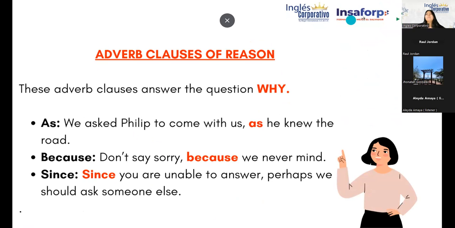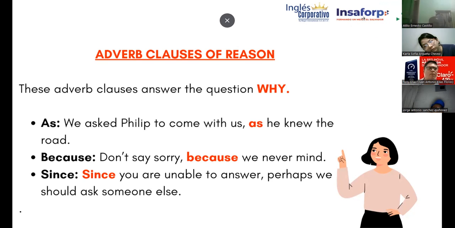Okay, let me see. Help us reading this information, George. Adverb clauses of reason. These adverb clauses answer the question why. We asked Philip to come with us, as he knew the road. Because we never mind. Since you are unable to answer, perhaps we should ask someone else. Okay, very good.